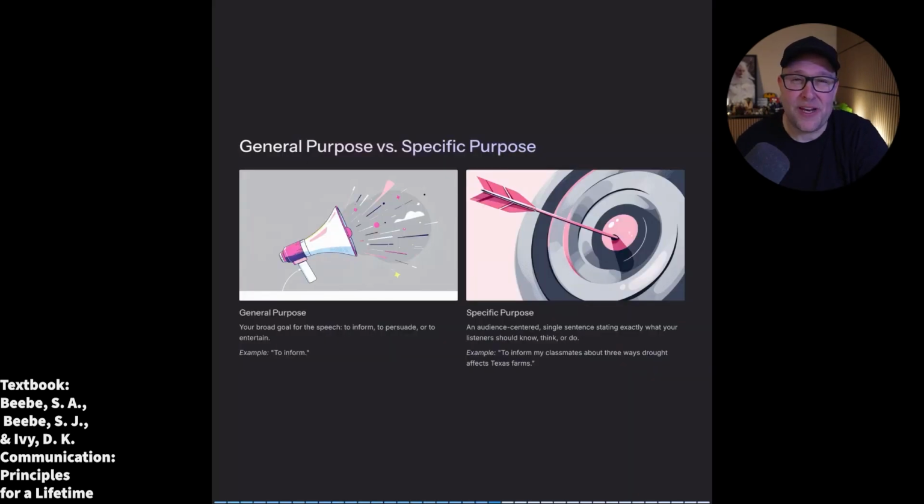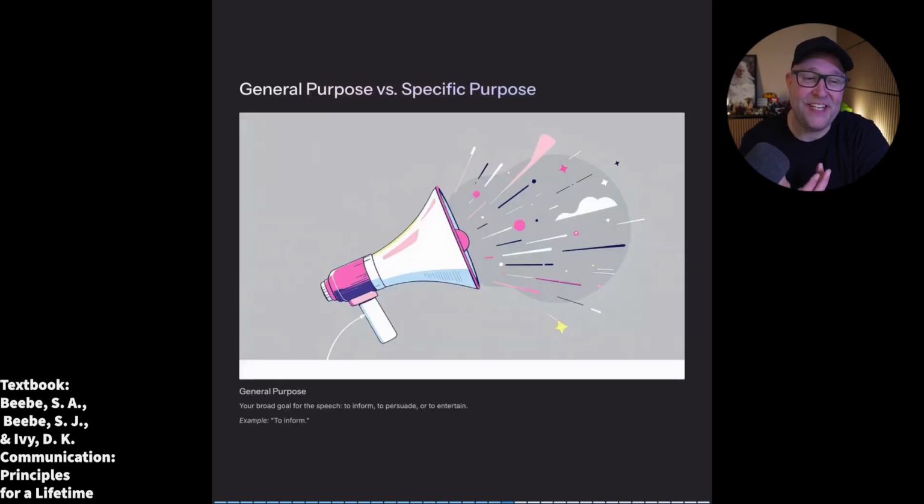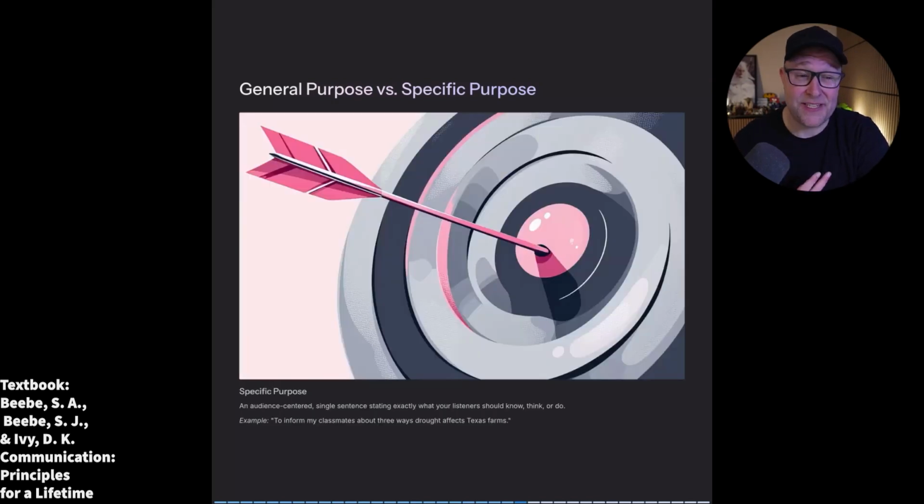What's the difference between a general purpose and a specific purpose? General purpose is your broad goal for the speech. It could be to inform, to persuade, or to entertain. A specific purpose is an audience-centered single sentence stating exactly what your listeners should know, think, or do. For example, to inform my classmates about 3 ways drought affects Texas farms.